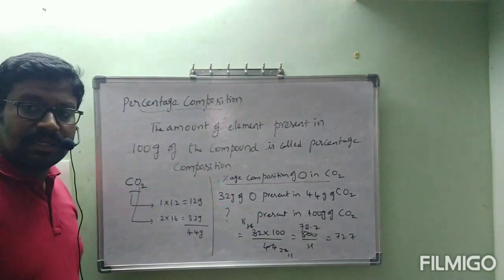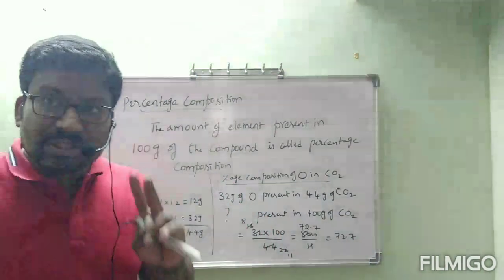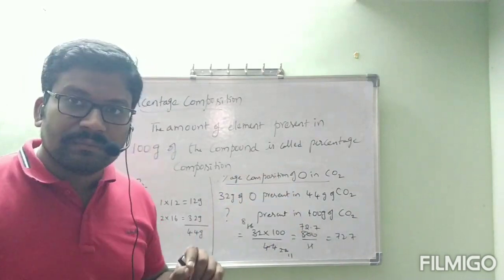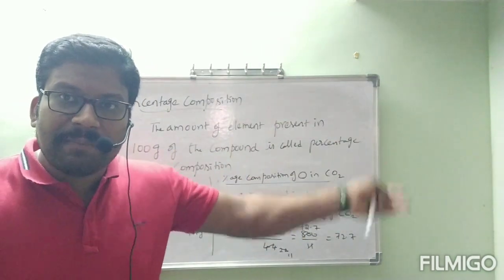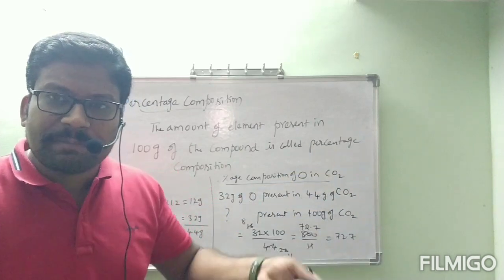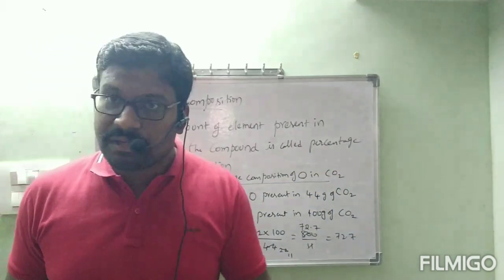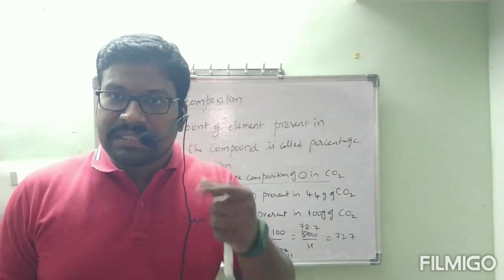Previously we found the percentage of carbon. These two we have seen in carbon dioxide only. This is only for this compound. If you take any other compound, it might be different. So according to the compound, the percentage composition of elements will differ. Okay. But what is the definition?